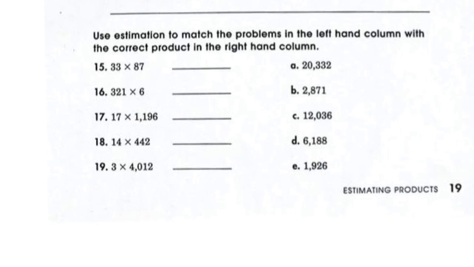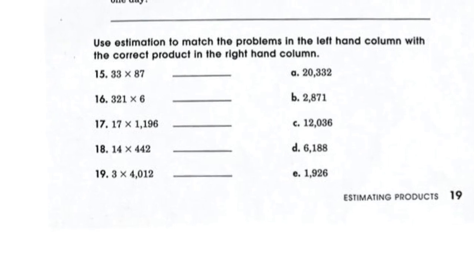So for example, on problem 15, I'm probably going to round that to 30. And then since I rounded down, I'm going to round up to 90. And I know that 3 times 9 is 27. And then I have to add 2 zeros. So it's like 2,700. Now, when I come over here, there's nothing that's really close to 2,700. So I need to rethink my estimations on that. So I'm going to come back to that one.